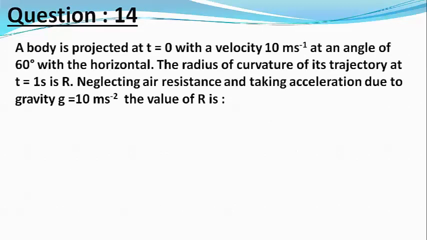Our next question is, a body is projected at t equals 0 with a velocity of 10 meters per second and at an angle of 60 degrees to the horizontal. The radius of curvature of its trajectory at t equals 1 second is R. Neglecting air resistance and taking acceleration due to gravity equals 10 meter per second square, the value of R is.